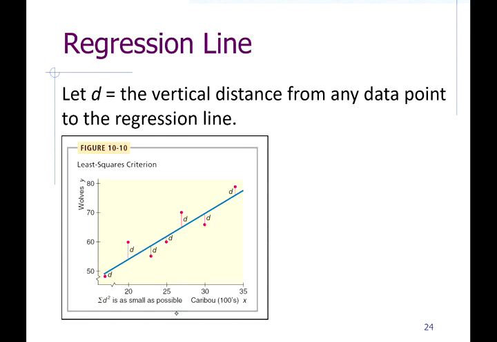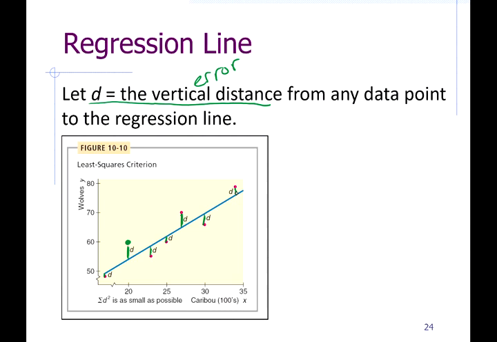Okay. And so we'll let d be the vertical distance, and that's the error. The vertical distance between the point and the line. So there's one value of d, there's a little value of d, there's a value of d, that's another d, that's another d, that's another d, and that's another d. And so we're not going to look at the values of d because some are positive and some are negative. So we don't want the positives and the negatives to cancel each other out.